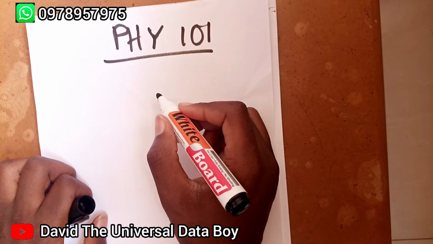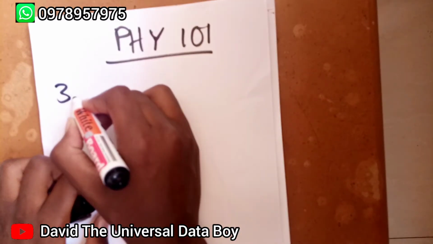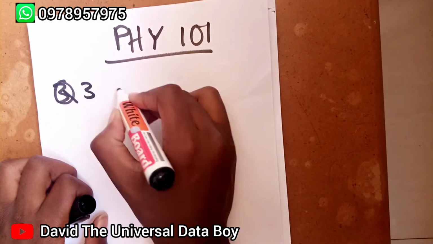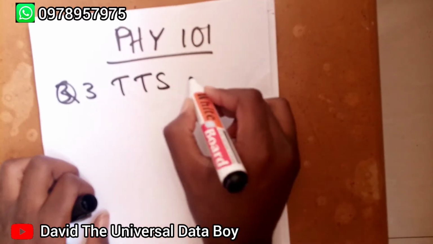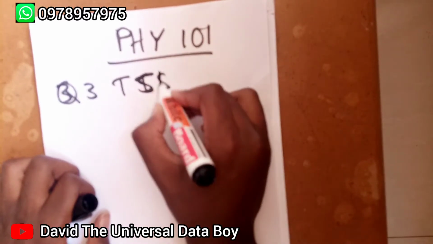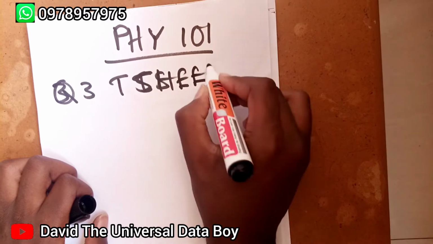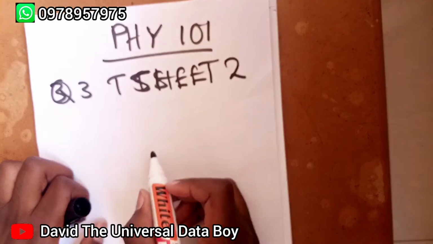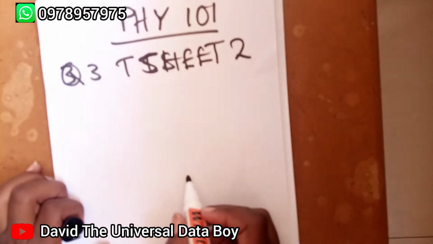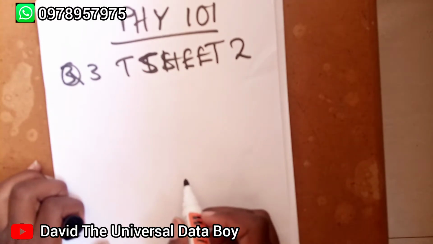And we'll be doing vectors, question three of tutorial sheet two. So the question says a vector A has components Ax of negative 5.00 meters and Ay of 9.00 meters. Find (a) the magnitude and (b) the direction of the vector A.